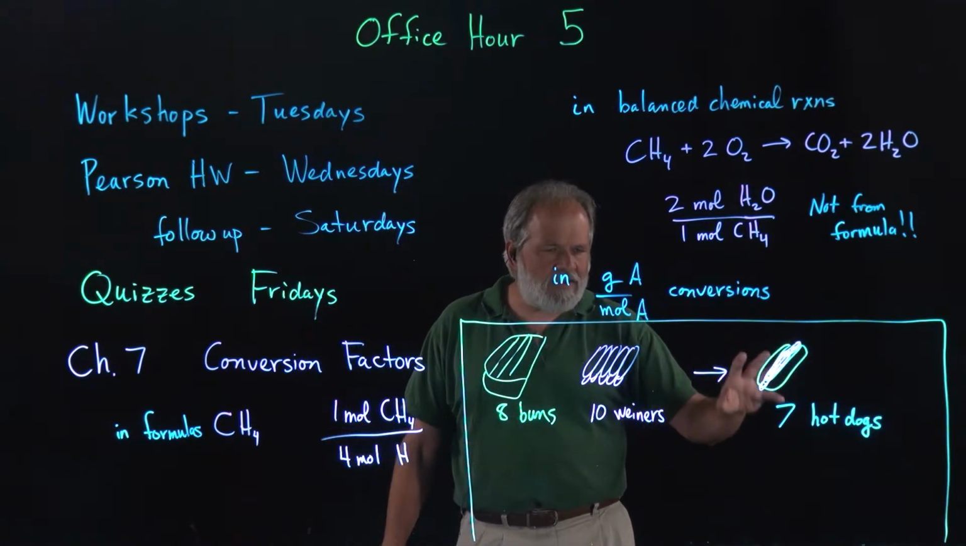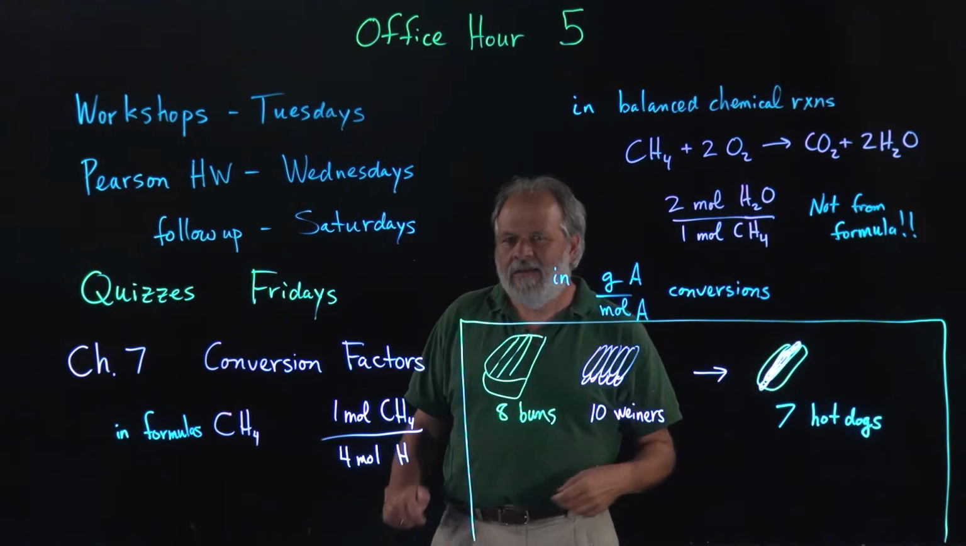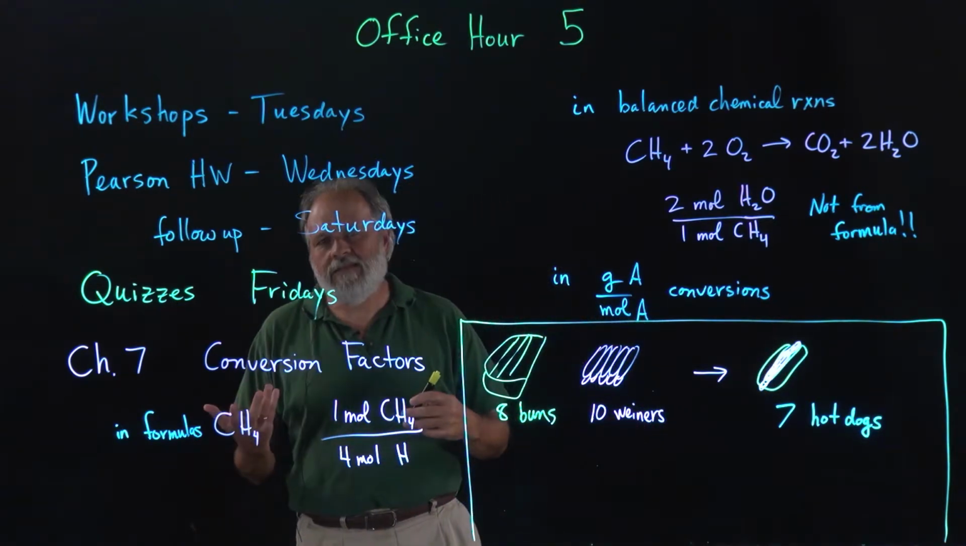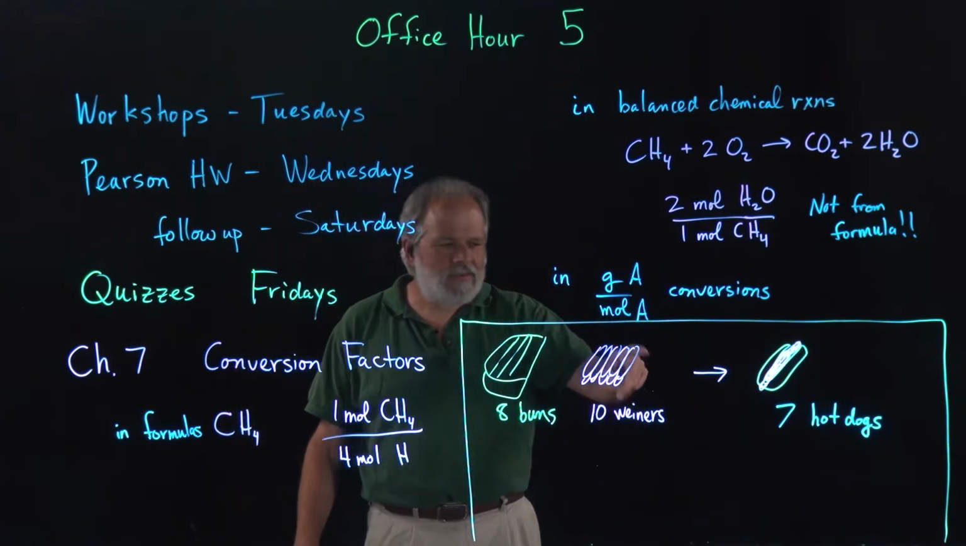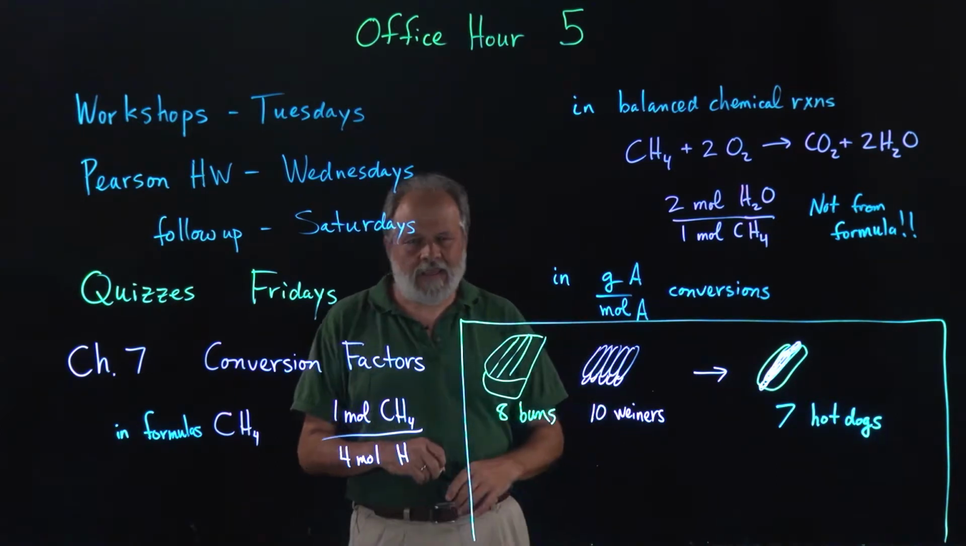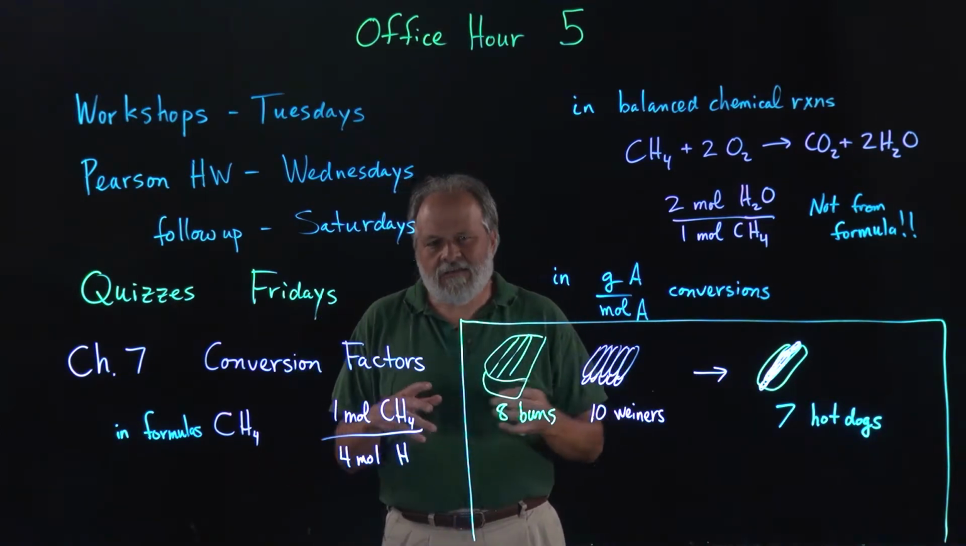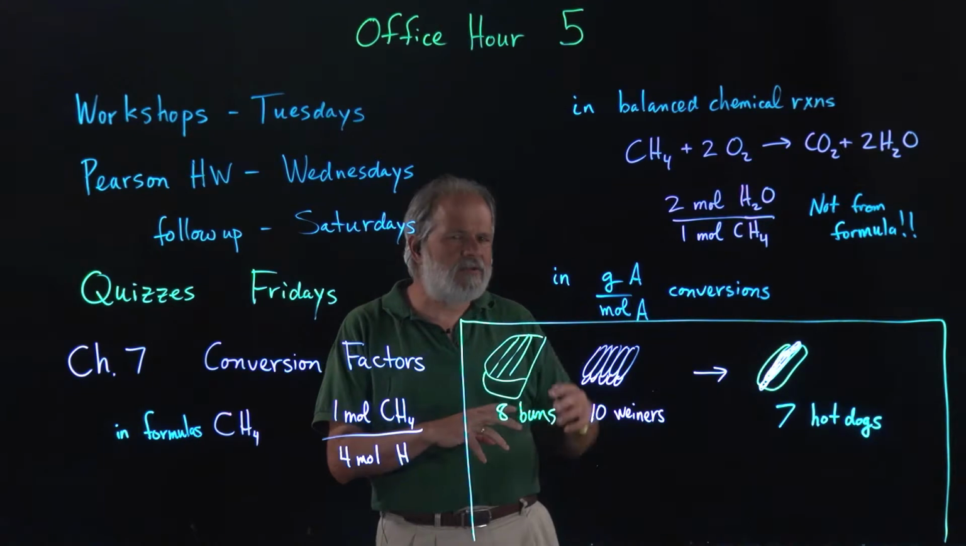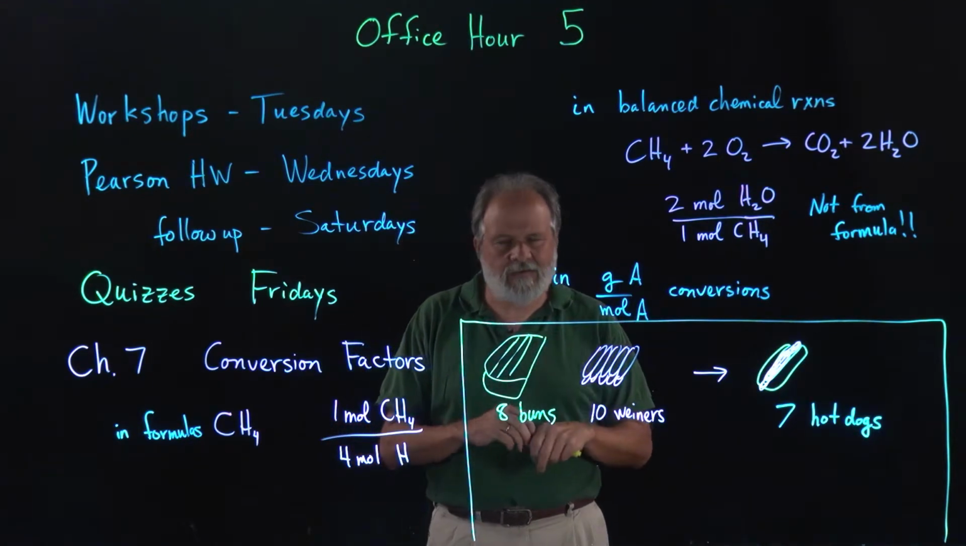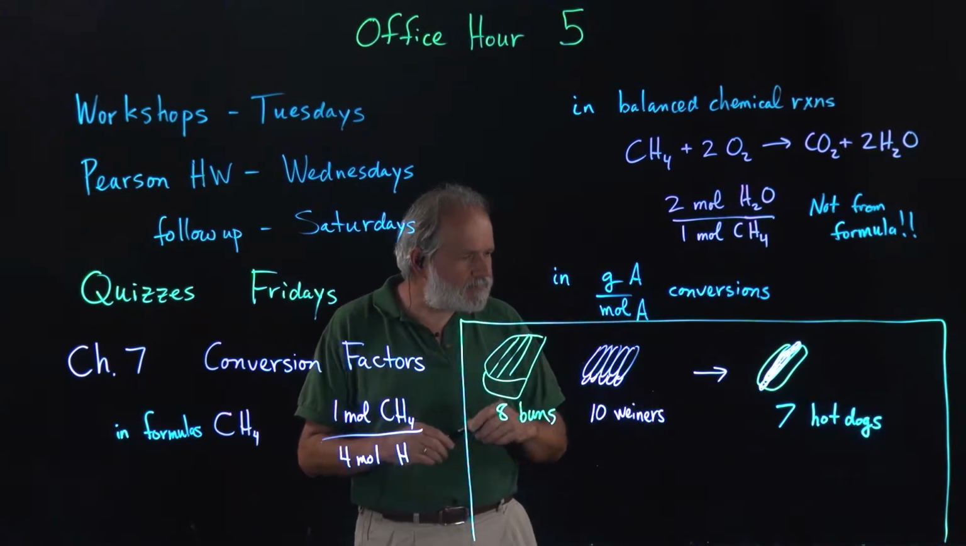When you say a hot dog is a bun plus a wiener, you say, okay, I can get 8 hot dogs out of that, and then I'll have 2 wieners left over. So not only can you figure out how much you should get, but how much you should have left over, whatever reactant that you don't run out of.